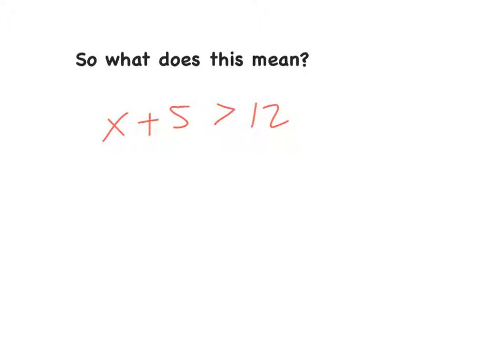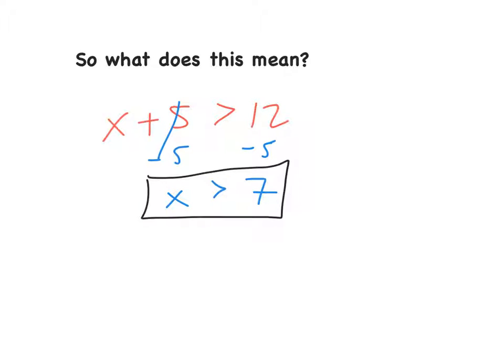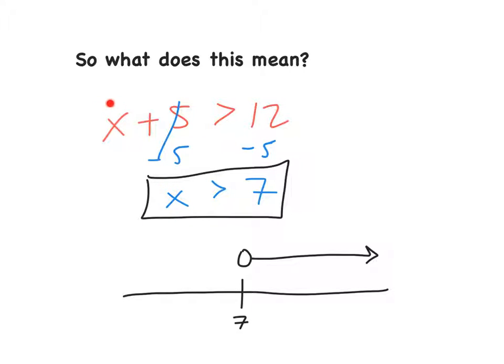So what does this all mean? When we solve this, we subtract 5, and x is greater than 7. So now we know that x is greater than 7, but what does this mean? Just think about it. If you have a number line, and we have 7, we know that the answer has to be greater than 7. So now we can put in any number that's greater than 7 for x, and then this inequality is still going to be true.